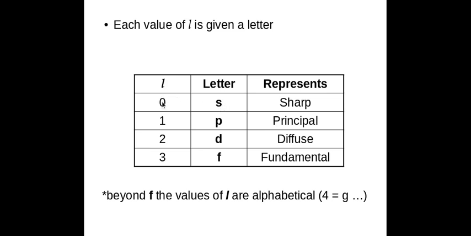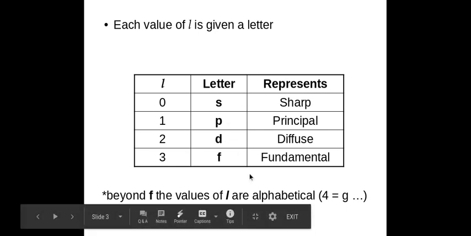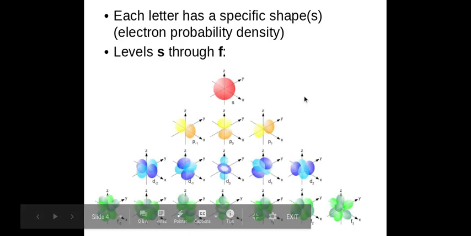So when doing the calculations as to what the possible orientations could be, we still want to be able to think of the L values as numbers, but when we're talking about them, we're going to stick to letters so that we can describe them a little bit easier. And it seems a bit tricky at first, but it will become easier once you do it a couple of times. Beyond F, if we did have to go beyond F, they go alphabetical after that. And the letters do stand for these aspects of them.